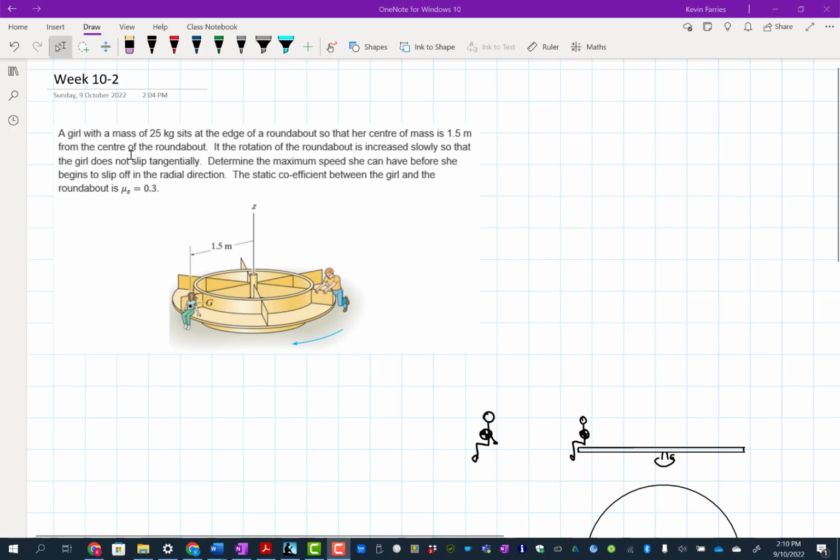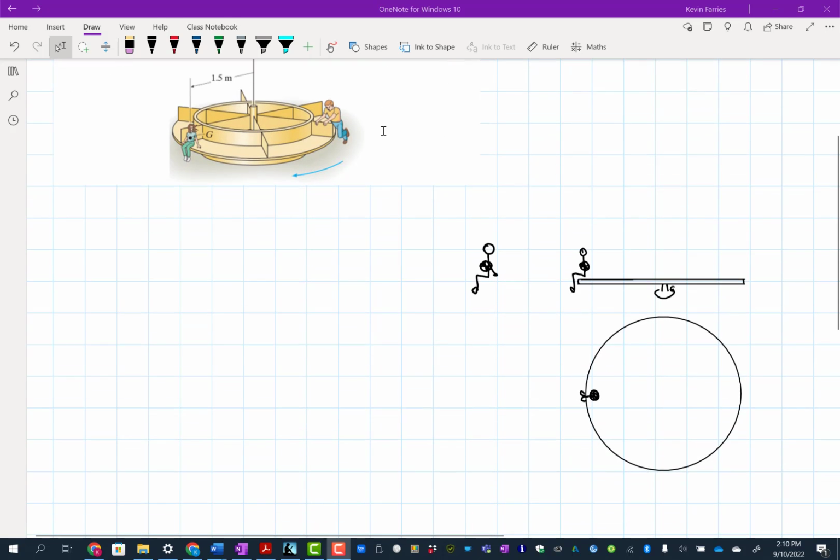The rotation of the roundabout increases slowly so that the girl does not slip tangentially. So why are they telling us that? If you increase it, if this guy pushes really hard, there'll be a tendency for the girl to slip tangentially, in this direction. It depends which way he's pushing, but she'd tend to slip back this way if you increase the rotation really quickly. But usually in these questions, we're not looking at that for this course anyway. We're just looking at the force in the radial direction.